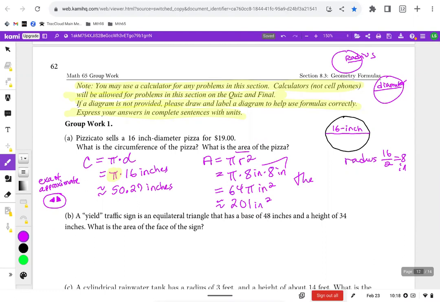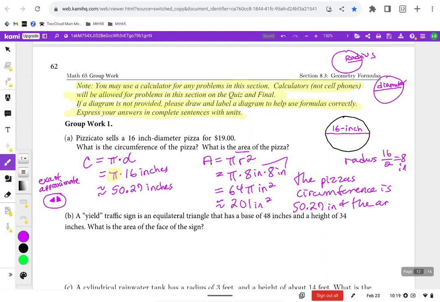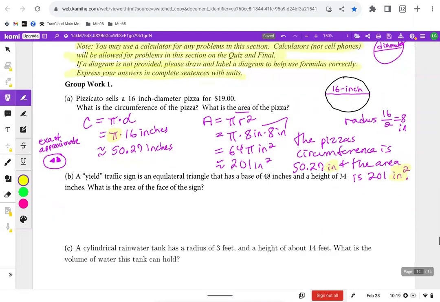So I can write out that the pizza's circumference is 50.27 inches. And the area is 201 inches squared. And in order to get full credit, we do need to include not just the units, but the correct units in terms of area or perimeter.